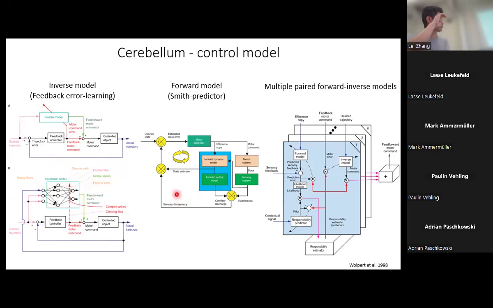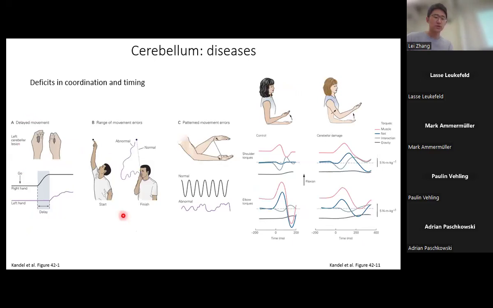This is just for you to know that there are some computational studies about this cerebellum function. And what happens if we have a lesion in the cerebellum? So here we have some examples of the behavior of cerebellar patients.